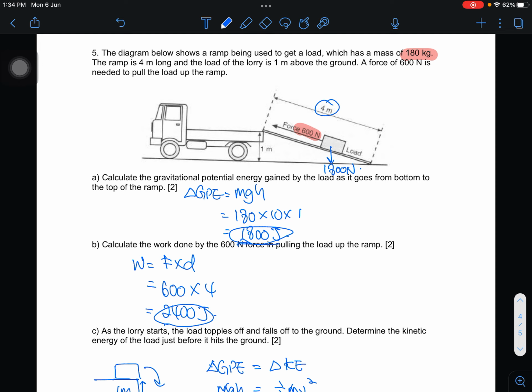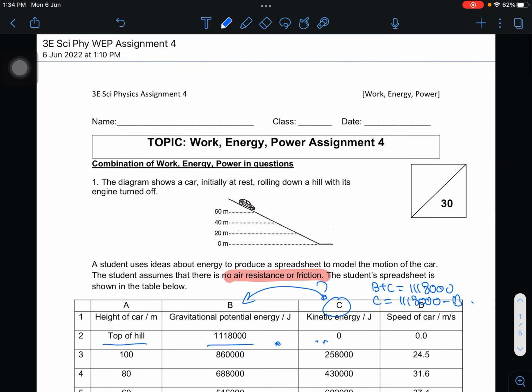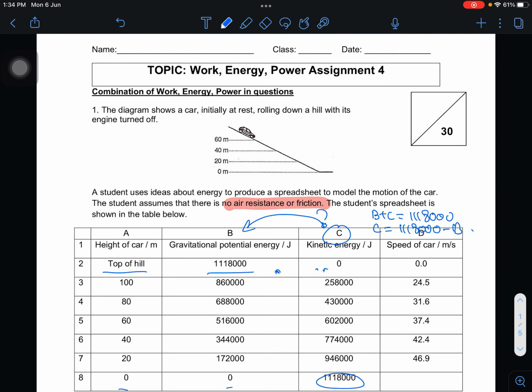Hopefully by now you should be able to catch all these details. That marks the end of the 4 assignments for your work, energy, power. If you have any question, feel free to come and find me, arrange a consultation. I hope these 4 assignments, the video solutions, are more than enough for you to have a good understanding of this chapter.